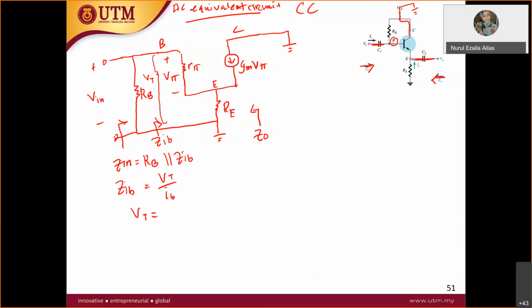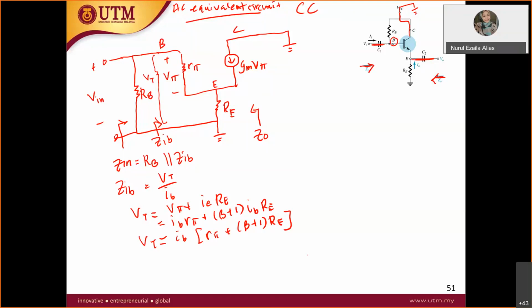So VT is equal to the V pi plus IE RE. So this one is IB R pi plus (beta plus 1) IB RE. Okay, so VT is equal to IB (R pi plus (beta plus 1) RE). Okay, if you take out IB there, therefore, you get the Z in B.